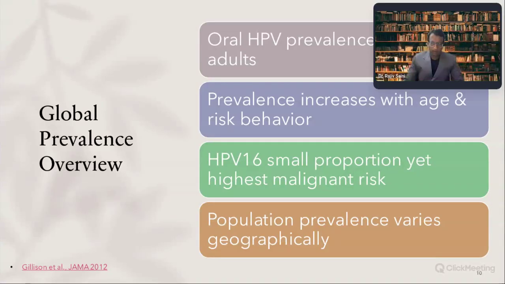Now, when we look at the global prevalence overview, oral HPV prevalence is around 7% in adults. Prevalence increases with age, as well as with risk behaviors and the nature of the person. HPV 16 is a small proportion of oral HPV infections, but can yield the highest malignant risk.